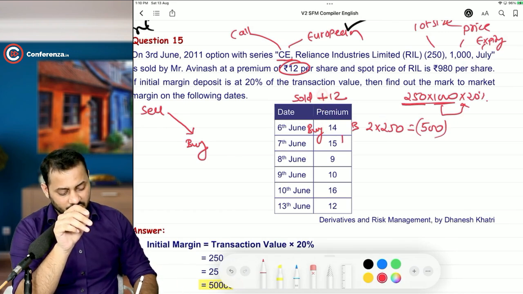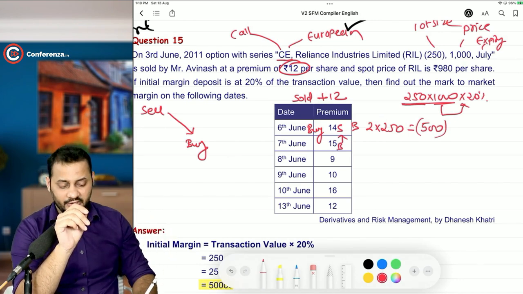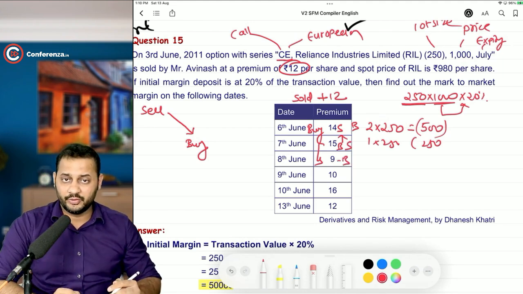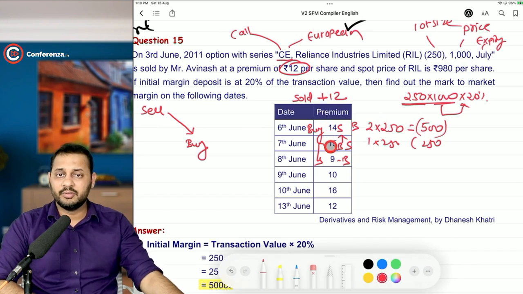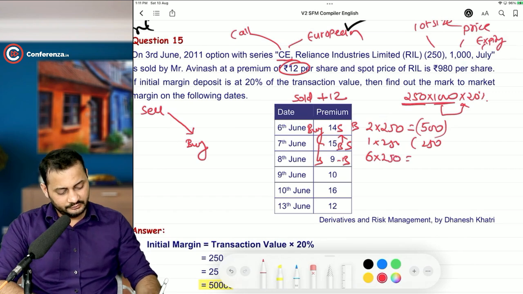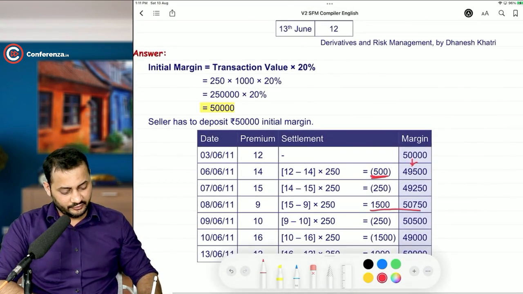If the market price goes up again to 15, there is a loss. You sold at 14, buying at 15. So 1 into 250, again 250 rupees of loss. But from 15 to 9, you sold at 15, you are buying at 9. That means this is a profit to you. If the prices are falling, there will be a profit to you because you are a seller. So 15 minus 9, 6 into 250. That's around 1500. This is a profit that will be added to your margin account. 1500 profit added to your margin account.